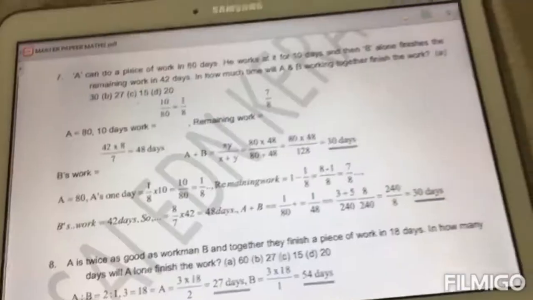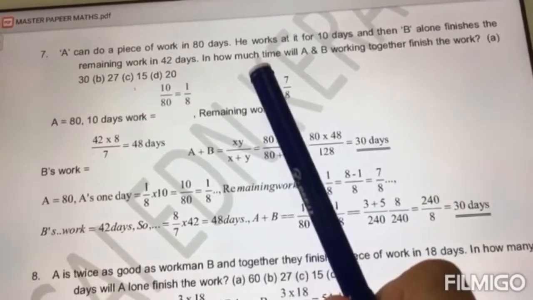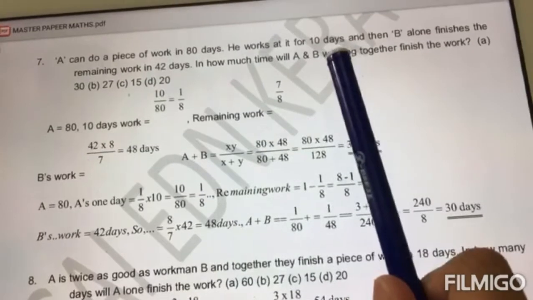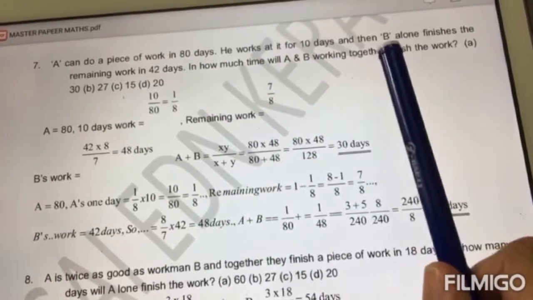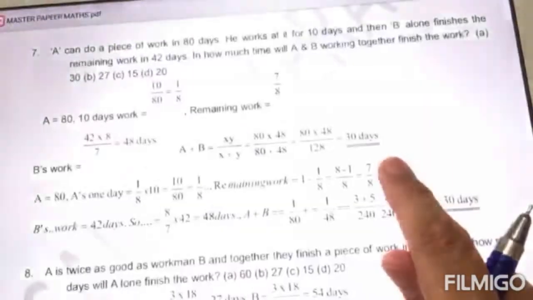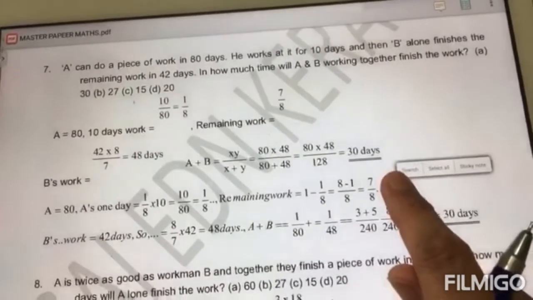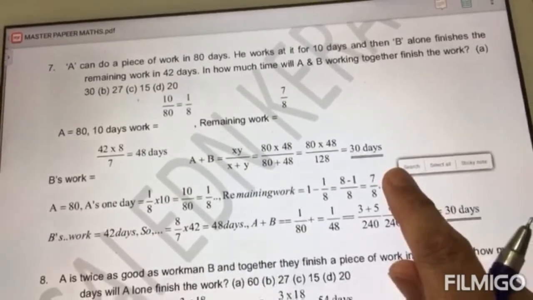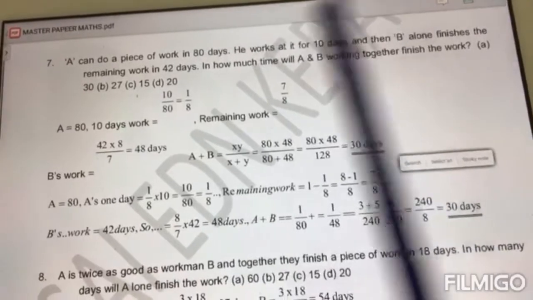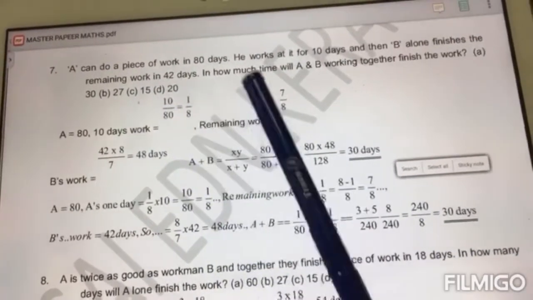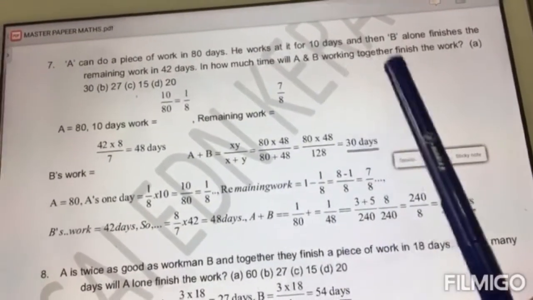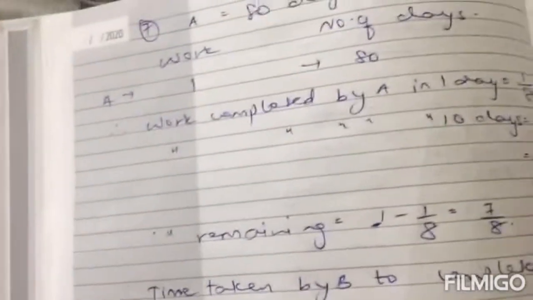Just correct that. A can do a piece of work in 80 days. He works at it for 10 days and then B alone finishes the work in the remaining 42 days. Okay. B finishes the remaining work in 42 days. In how much time will A and B working together finish the work? Okay, let's work it out.